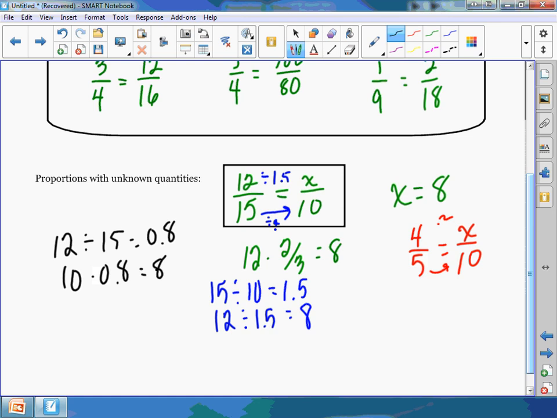And that gives you 8. So dividing, she divided down. So when she went down this way, she divided to get 0.8. So then when she's going back this direction, she's going to do the inverse operation. So she wouldn't divide this by 0.8. She would multiply it by 0.8. Okay, Ellie? Go.